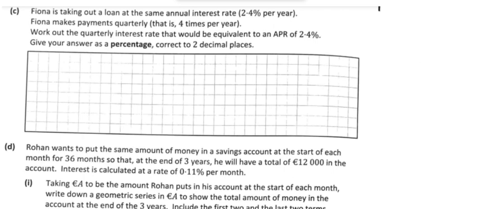Right, so part C. She pays the 2.4% interest rate, but quarterly. So she does it in 4 parts. So we're going to get the 4th root of the 1.024 and then subtract 1.